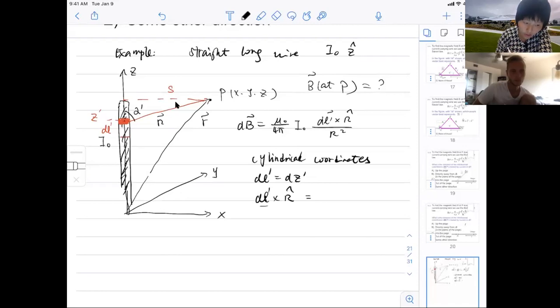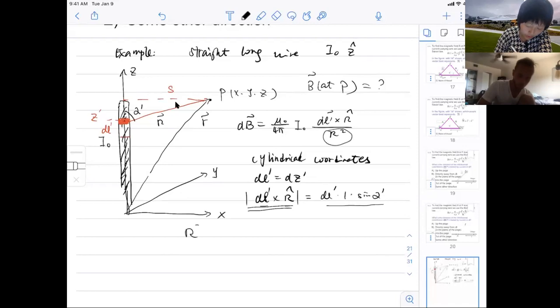So dl cross r becomes what? It just becomes dl times 1 times sine of alpha prime. r hat is a unit length, dl is not. dl is still this little length, you need to carry it over in order to do your integral later. So this is how I reduced my cross product into dl times 1 times sine of the angle. And you have to reduce this one, r squared.